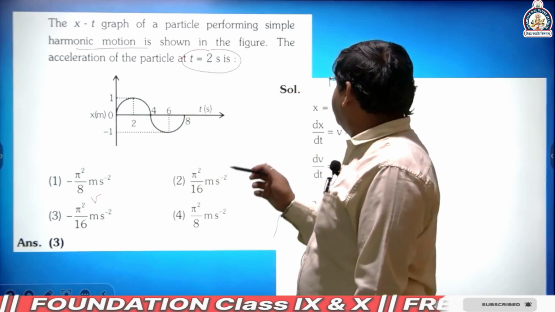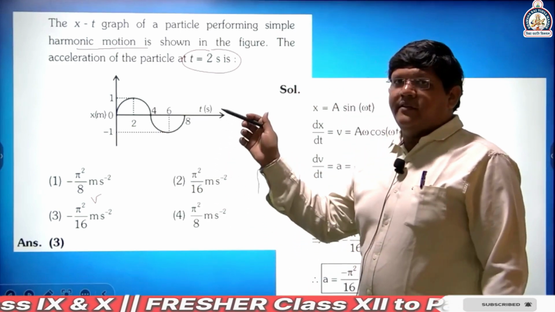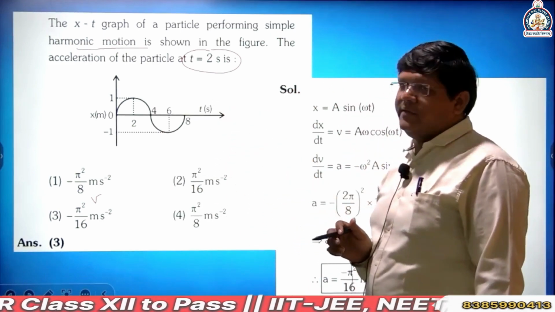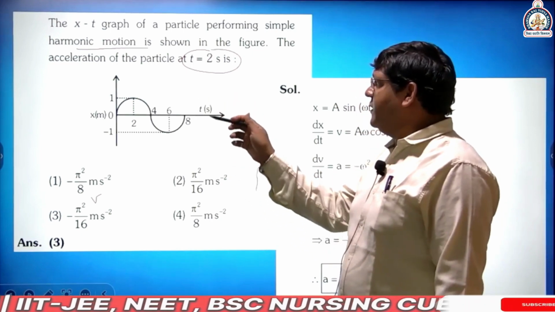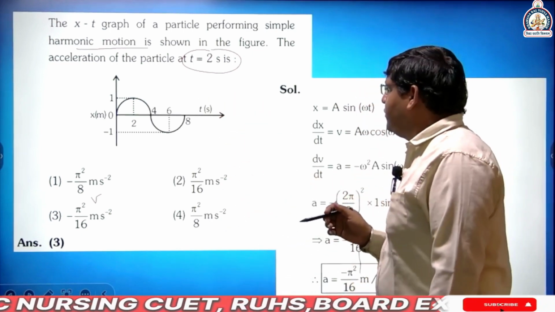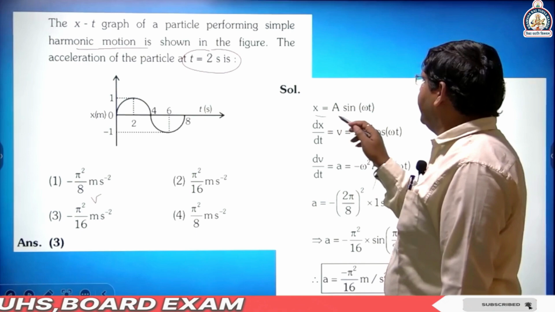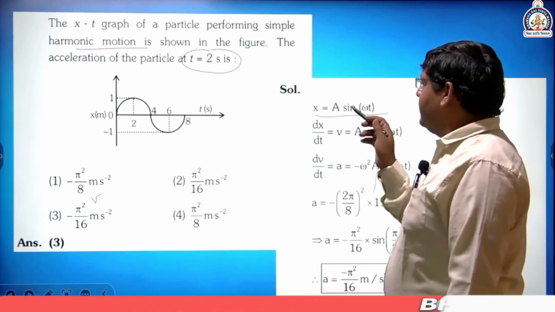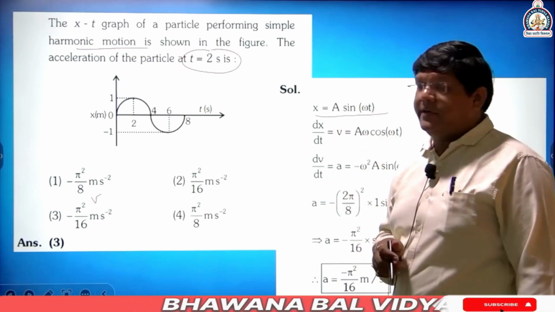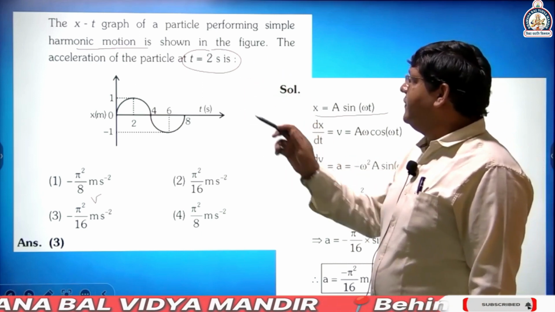We have to calculate the value of acceleration. By just observation of the graph, we say that the particle is having a sinusoidal graph. So for a sinusoidal graph, we can write x is equal to a sin omega t, where a is the amplitude and omega t is the phase.